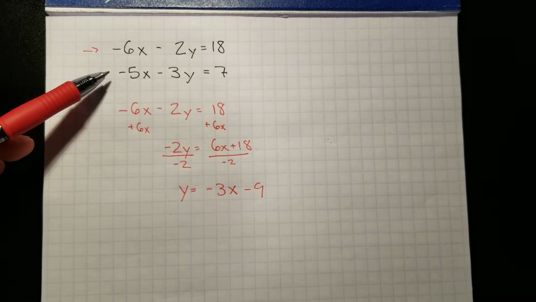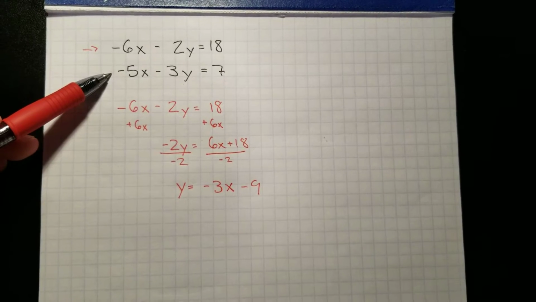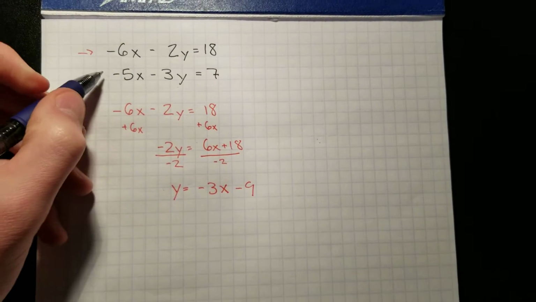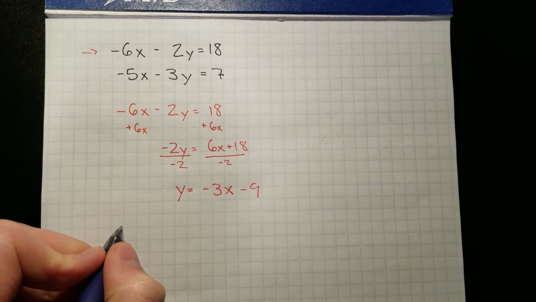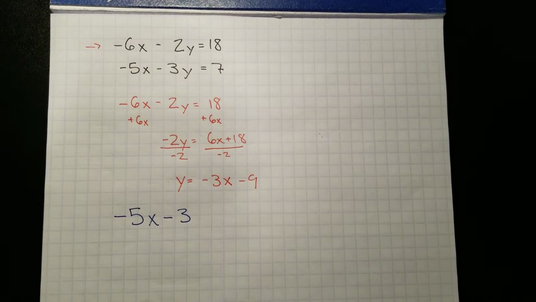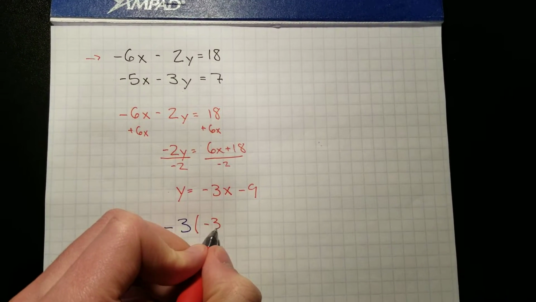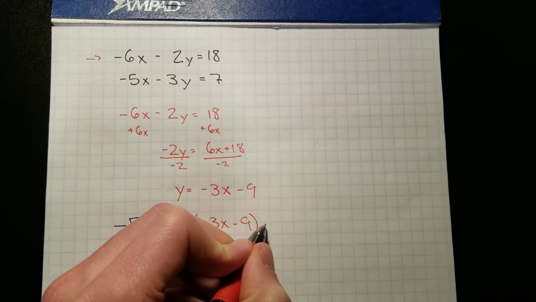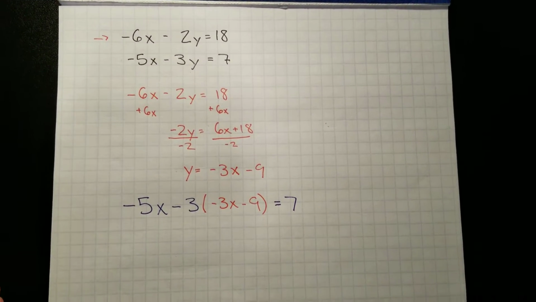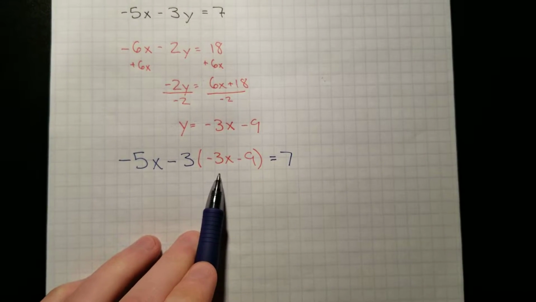So now we have an equation in the form y equals mx plus b, and we also have a second equation up here that we haven't touched yet, this negative 5x minus 3y equals 7. And now we're going to do substitution with these two. So here's my red equation. I'll use this equation in blue. So we have a negative 5x minus 3. Now remember, this is where we substitute what y is equal to in. So we have negative 3x minus 9 in parentheses, and that is equal to 7. So we have something that we can solve for. All of our variables are just x's now.